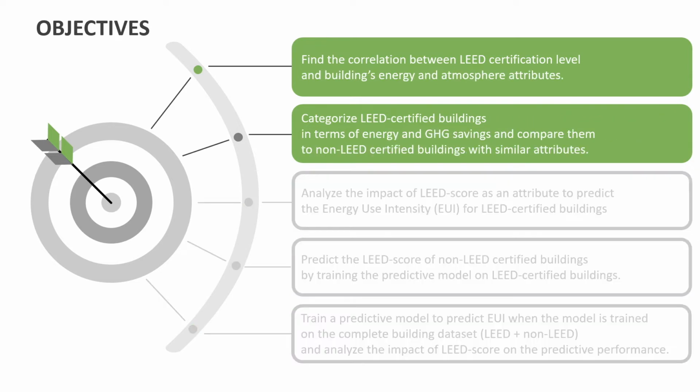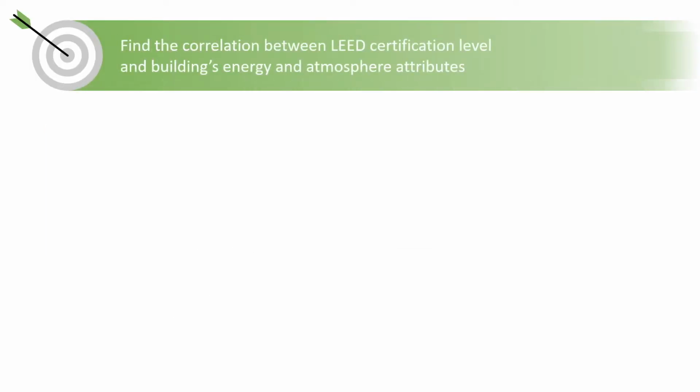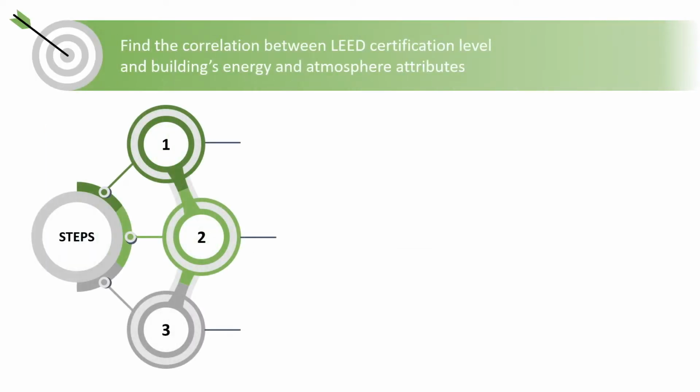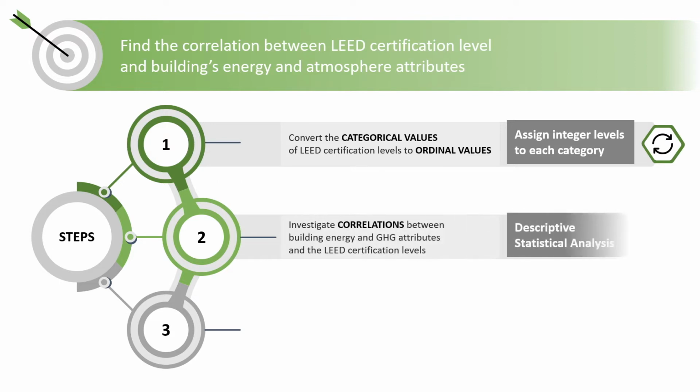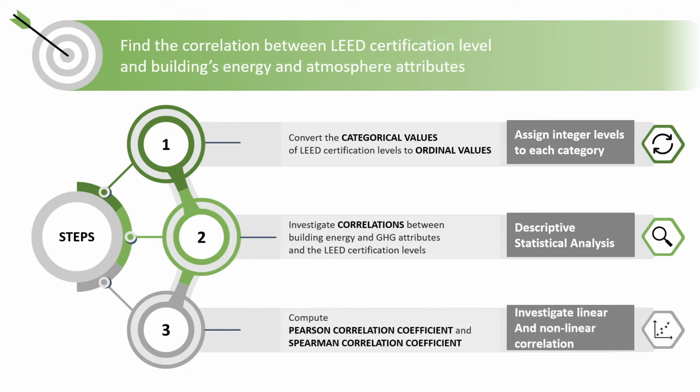Now, let's take a look at our two descriptive objectives. For the first objective, we will convert the categorical values of LEED certificates by assigning integer levels and use descriptive statistical analysis to look for correlations between different energy and GHG attributes and the LEED certification levels. Both Pearson and Spearman correlation coefficients will be computed to investigate linear and non-linear correlations.